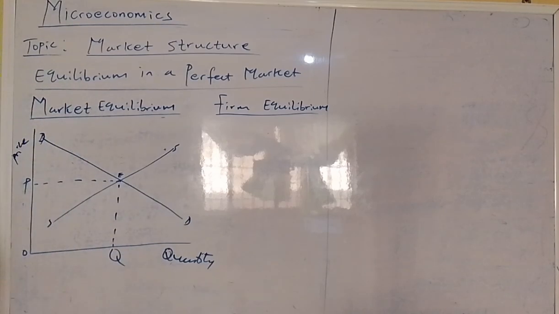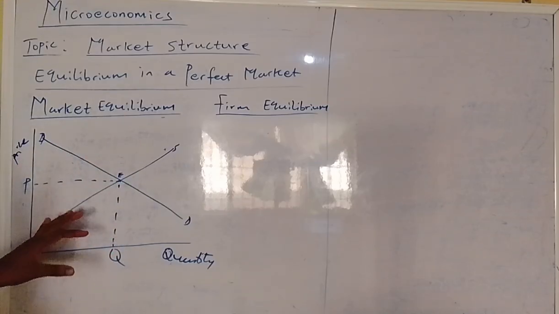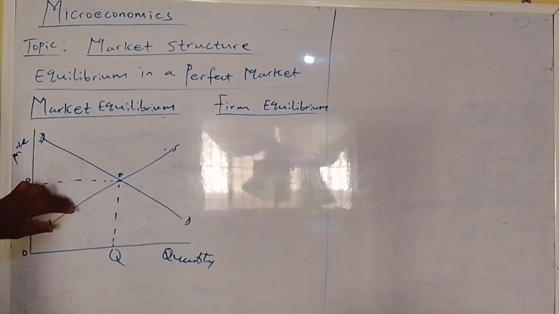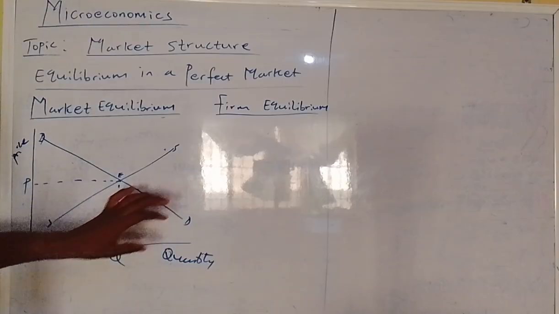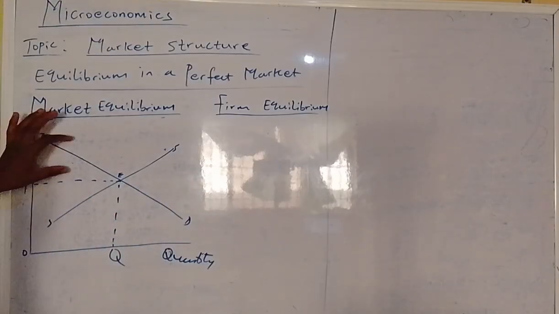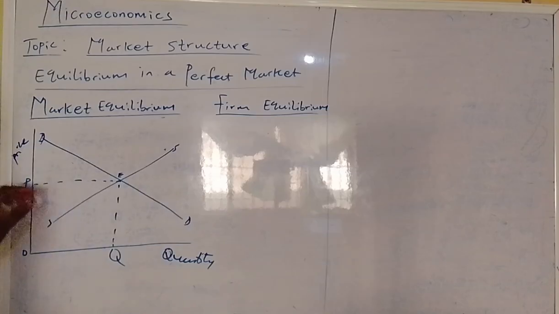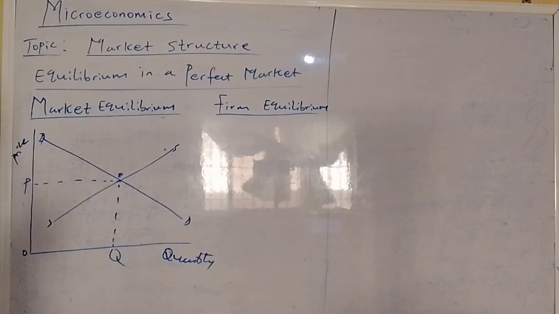So in this market, don't forget there are many firms in this market, okay, supplying identical goods to the market, and there are many buyers that are demanding goods in the market. So the interaction of the forces of demand and supply will determine both the equilibrium price in the market and the equilibrium quantity in the market. This is the market equilibrium anyway.